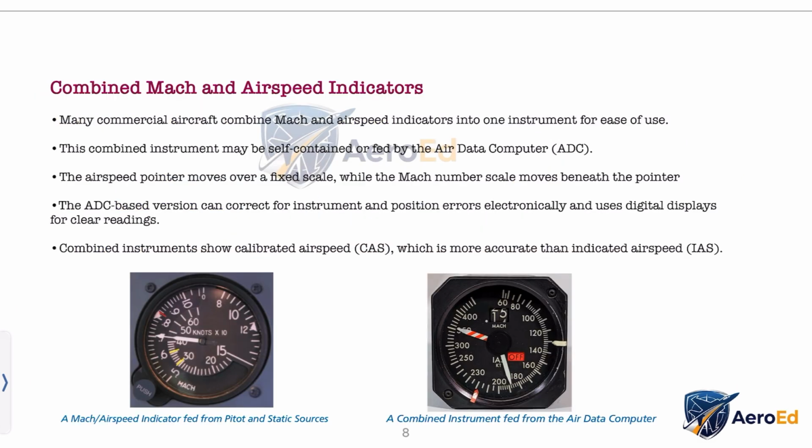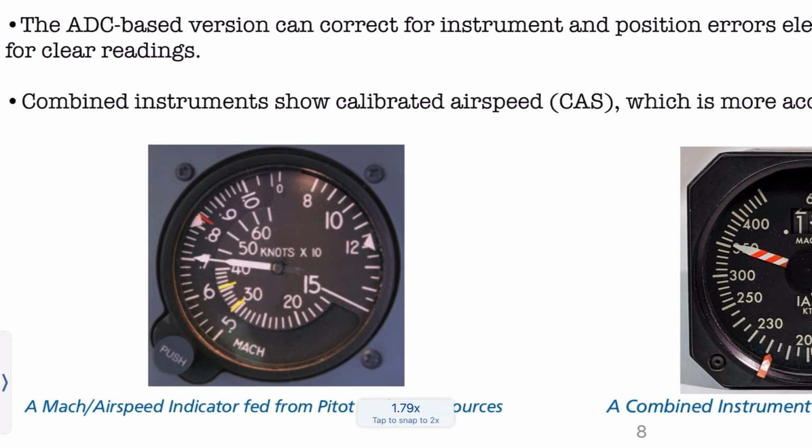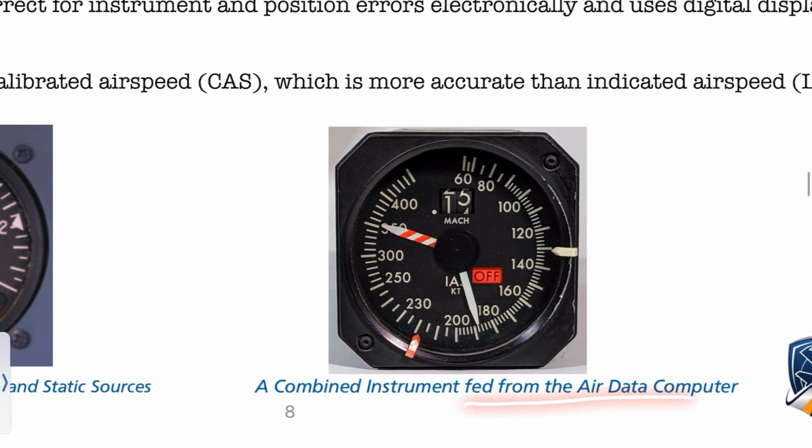This is the last part of the chapter, combined Mach and airspeed indicators. Many commercial aircraft combine Mach and airspeed indicators into one instrument for ease of use. So many commercial aircraft have, in the same instrument, the Mach number and also the airspeed, because it is easier to see, right? This combined instrument may be self-contained or fed by the air data computer. So what do you mean by self-contained? It can be fed by Pitot and static sources, as you can see here, or it can also be fed by the air data computer.